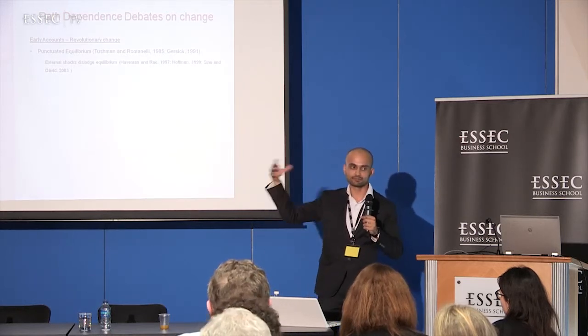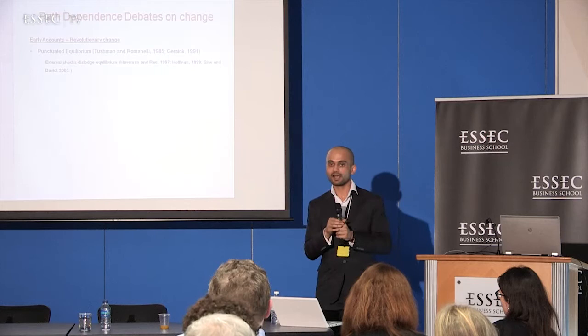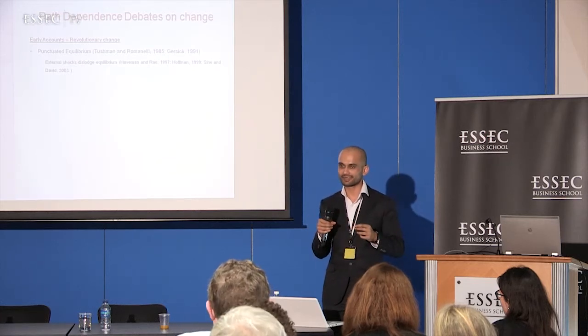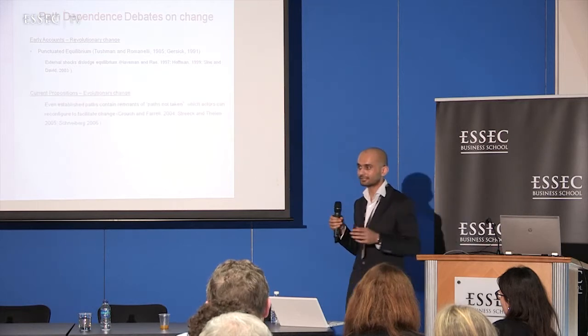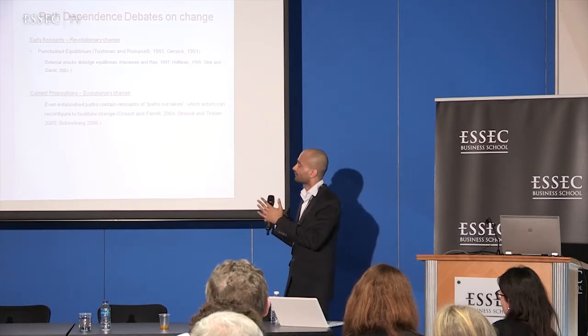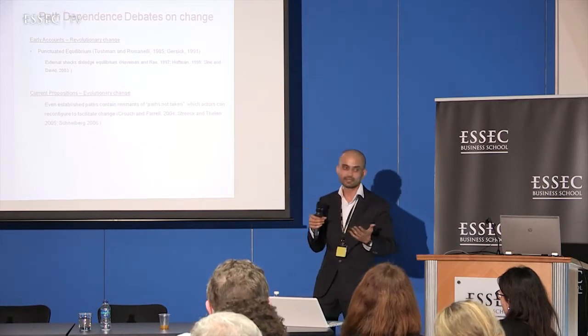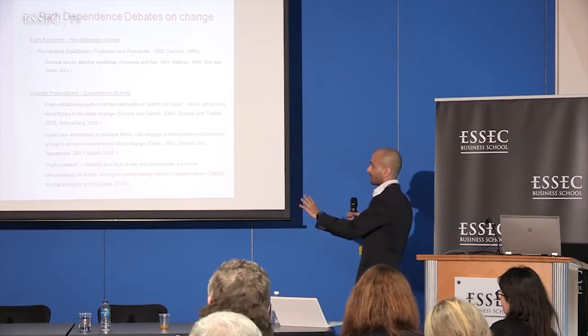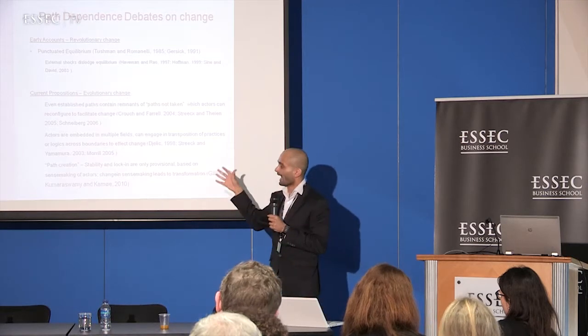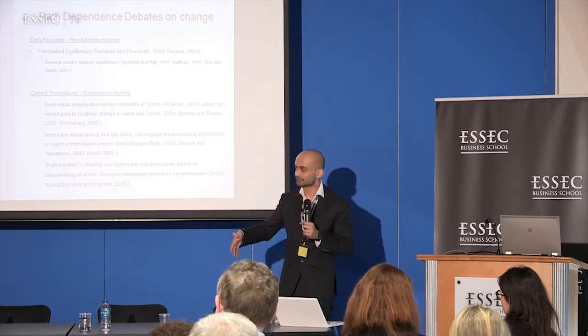You have this external force that sort of dislodges a path. And this has sort of fallen out of favor because we note that a lot of the changes can't really be accounted for in terms of revolutionary change. So instead what you have is three separate approaches, and this is sort of my reading of how you have more agentic-based action here.